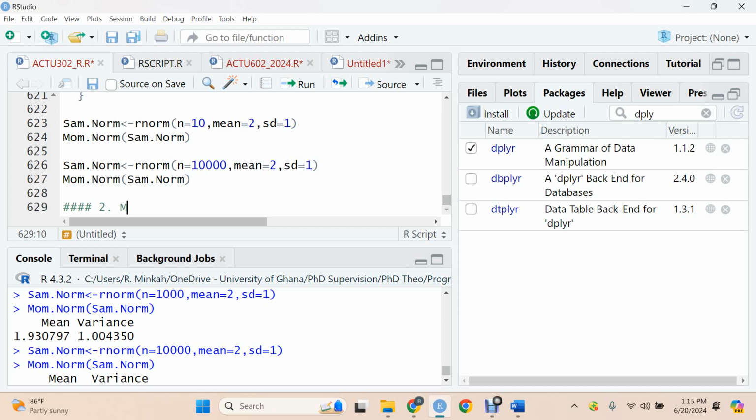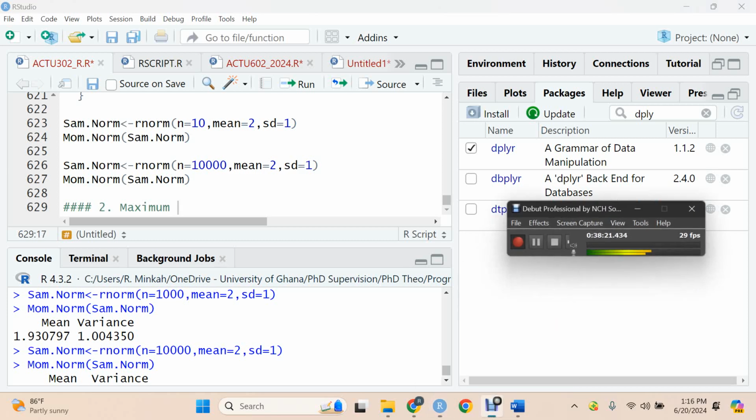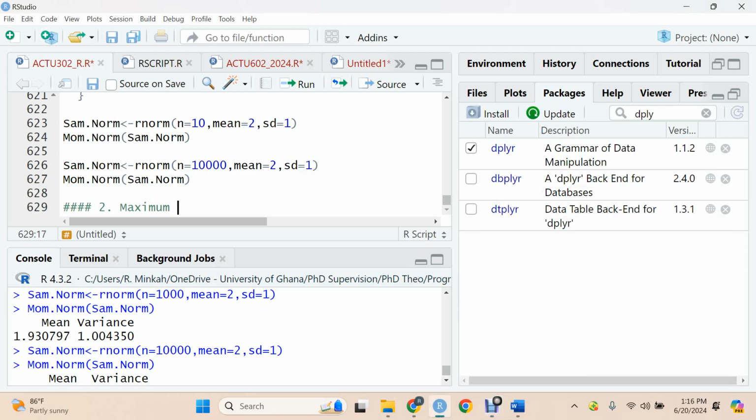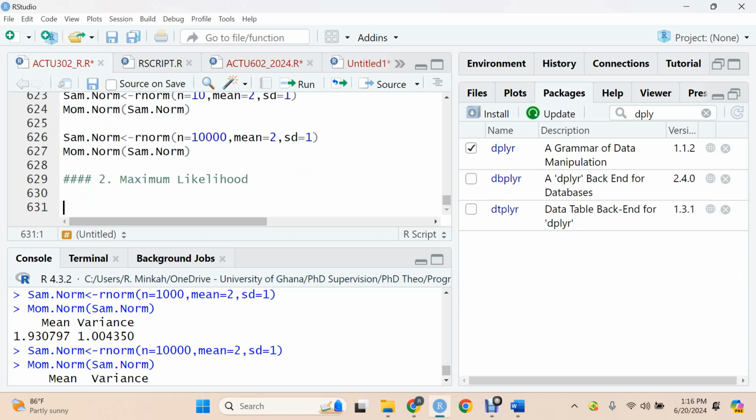Okay. So maximum likelihood. Please, if you have a question, please ask. Did I stop this? Okay, no, it's running. Maximum likelihood. So, maximum likelihood. Now there are 2 ways.